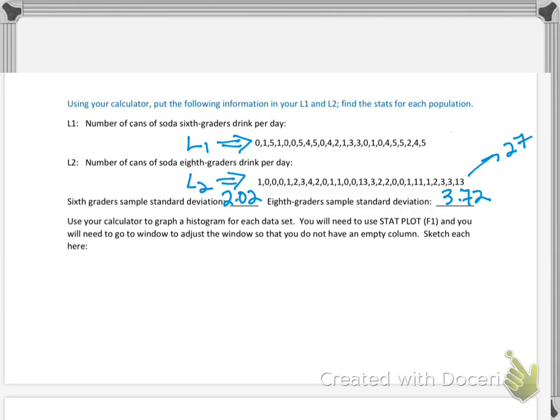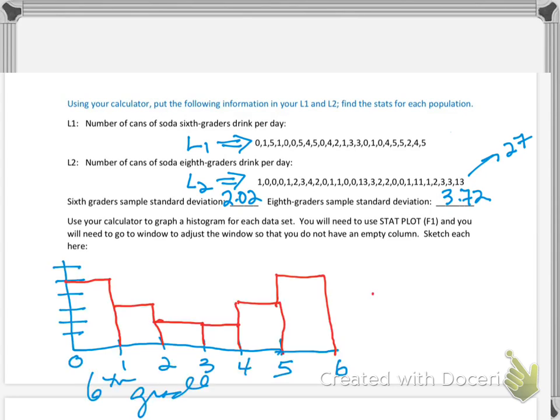Okay, when I graph it, I see a histogram. And my histogram does not have any gaps. I have no values that are 0. Okay, so if you're going to sketch your histogram, then I'm going to turn this off and I'll sketch it and I'll talk about the final product. Okay, so here's my completed histogram for the 6th graders. So you should have a title. So my title is number of cans drank, right?